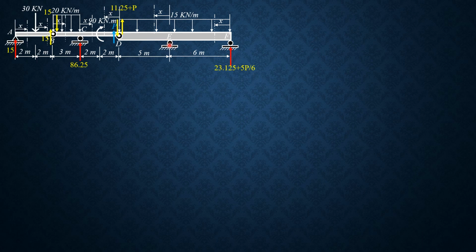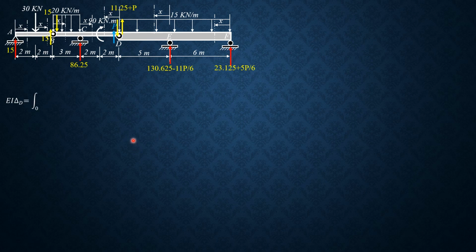So therefore, the reaction here due to actual loads would be 130.625 minus 11 over 6 P. So we begin with our integral here up to here. We'll have 3 integrals only, because up to this section here, everything is not a function of P.